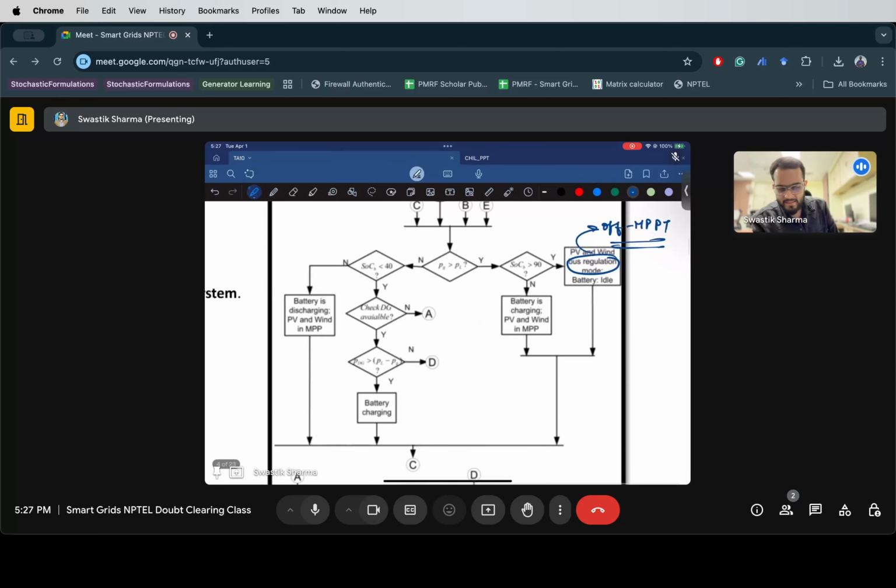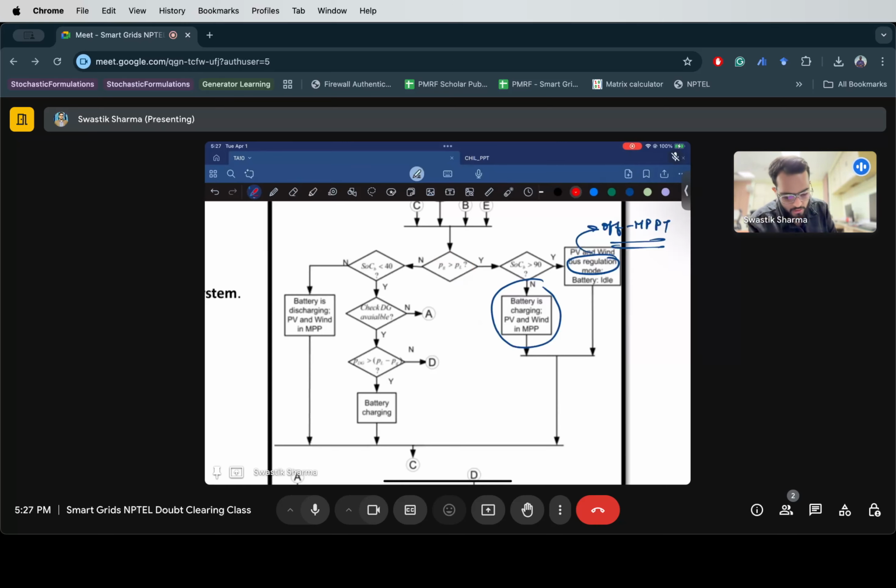But let's say it is not at 90. What will happen? The battery will still be charged, and the PV and wind will operate at maximum power point mode, right? And what if the condition is not met?